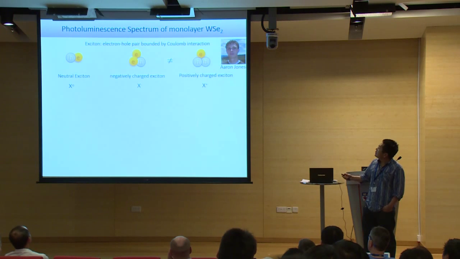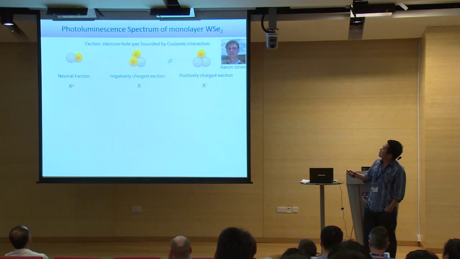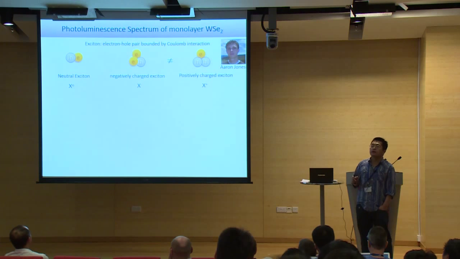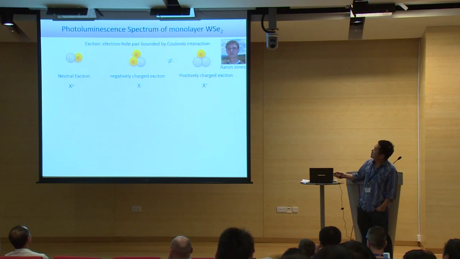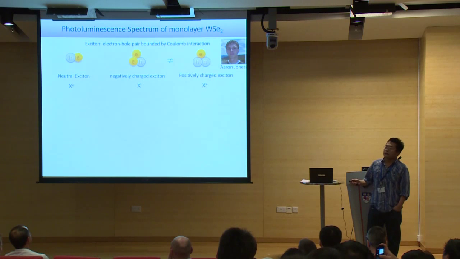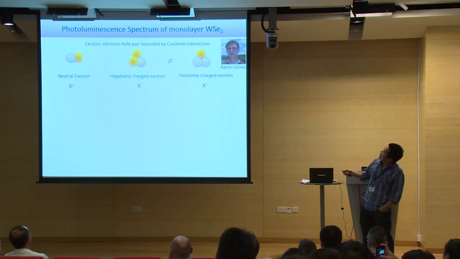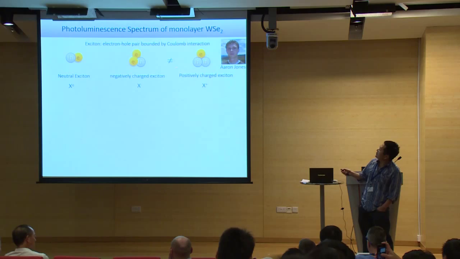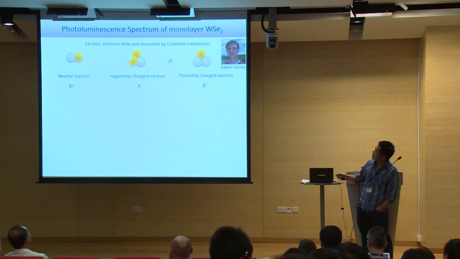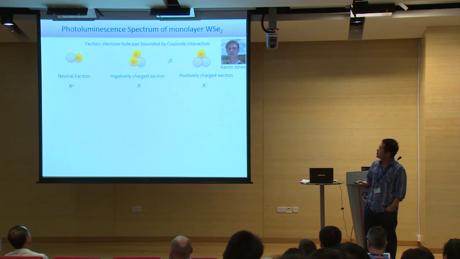For the fundamental optical excitation in semiconductors, the elementary excitation is the exciton, which is an electron hole pair bound by Coulomb interactions. For two-dimensional systems, there are basically two types. One is the neutral exciton, bound together by one electron and one hole. There is also the charged exciton. One kind is the negatively charged exciton, meaning two electrons and one hole. The second is the positively charged exciton, with two holes and one electron. So we have X0, neutral, X minus, and X plus. These are the two charged excitons.